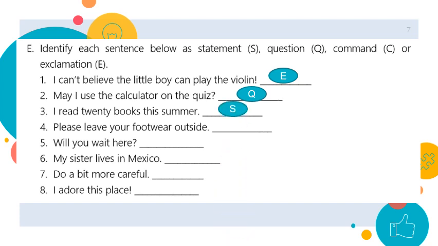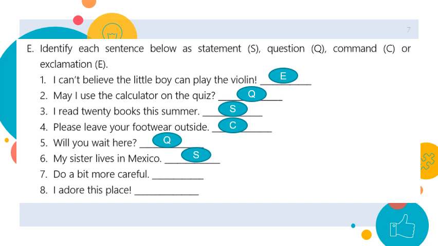4, please leave your footwear outside. So here there is a polite request near to an order. Then it is a command. And if you notice, if you cross out the word please, which is the polite word, I start with the verb. Then it shows me directly that it is a command. 5, will you wait here? Again, a question. 6, my sister lives in Mexico. I'm telling something, statement.